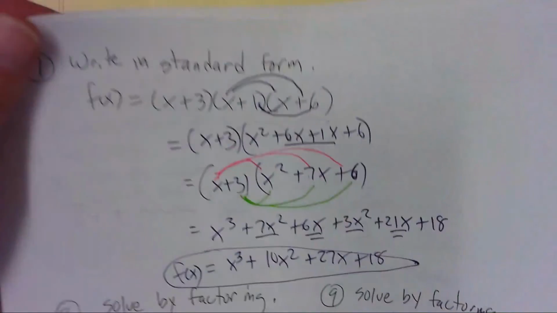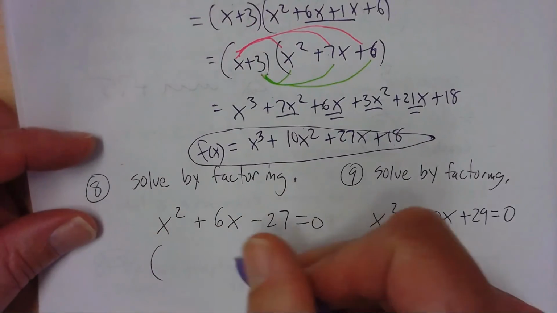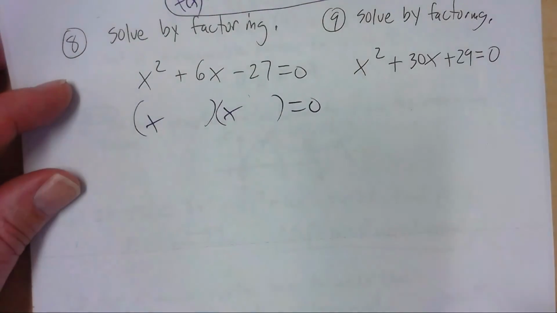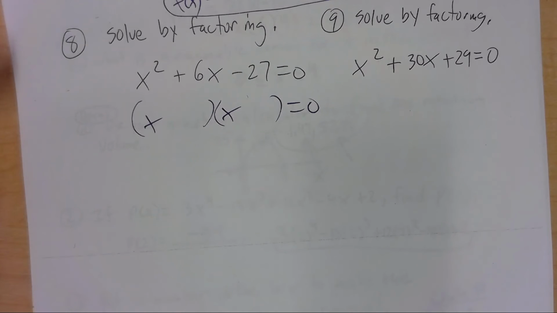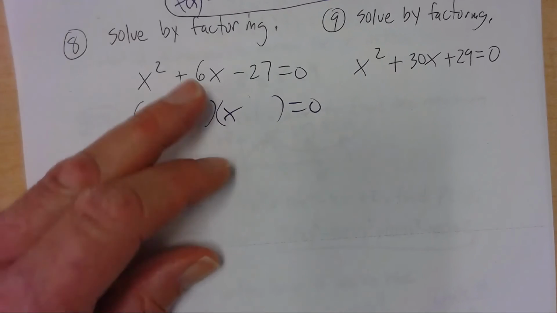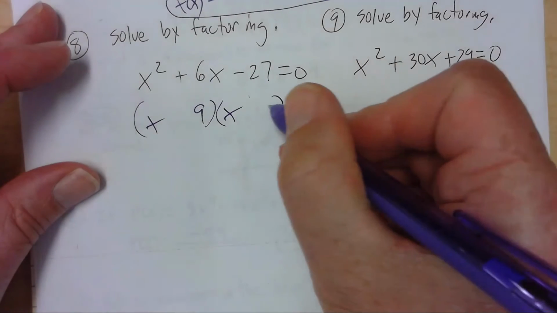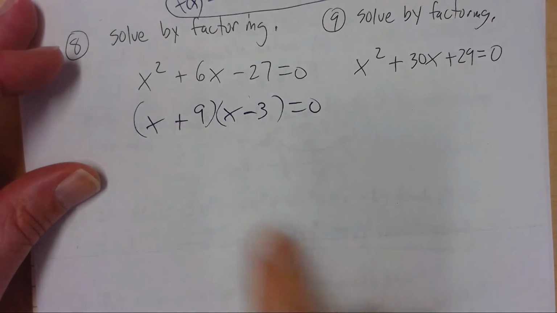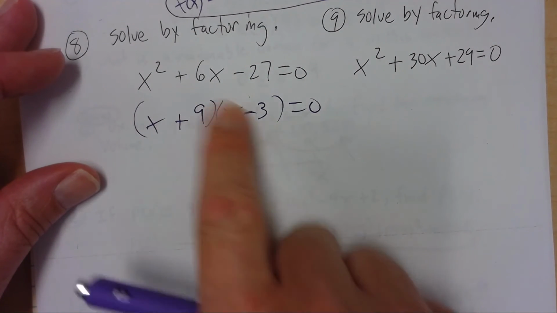Okay, now factoring. We make two sets of parentheses, and we know that x times x makes the x squared. And then we have to think about 27. Well, 27 is 1 and 27, which won't make 6, but 9 and 3 will. The 9 needs to be positive and the 3 needs to be negative, because 9 minus 3 is the 6.